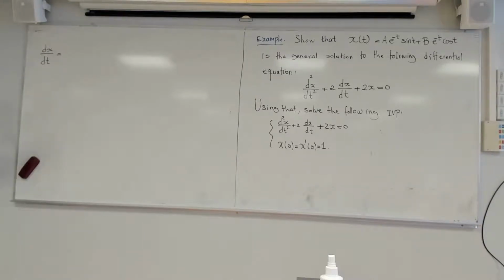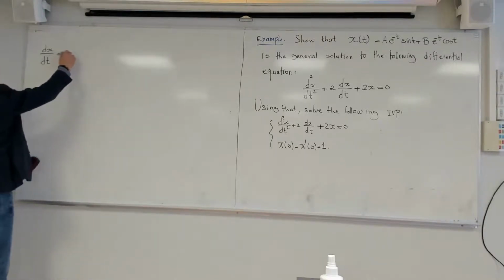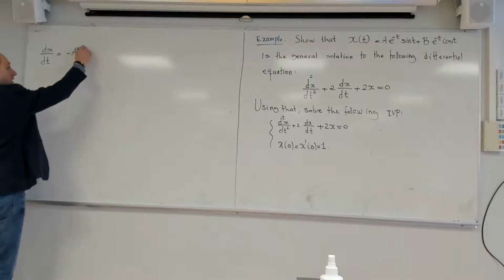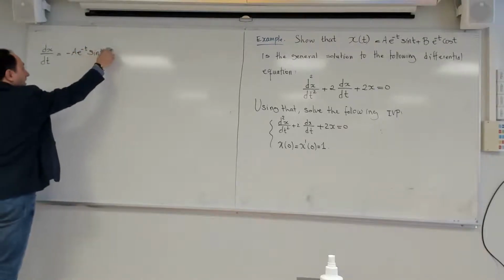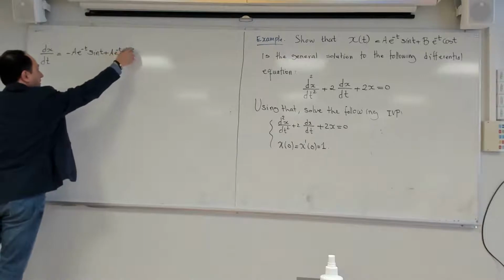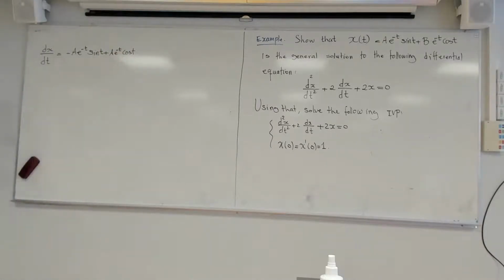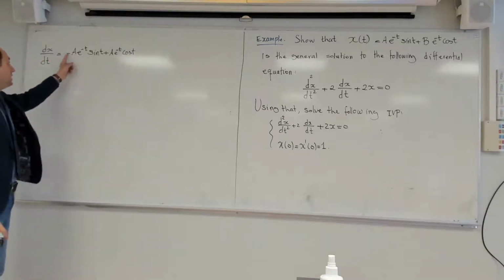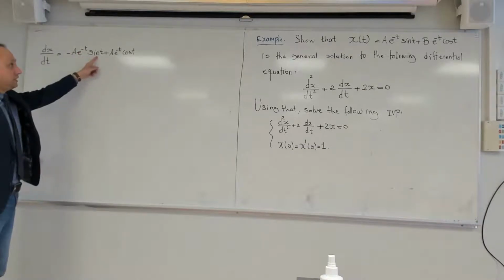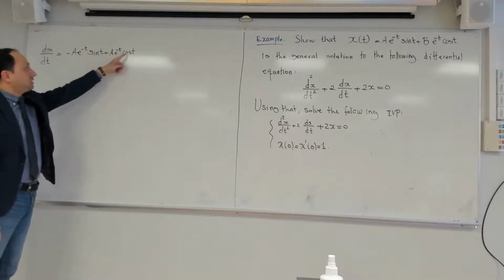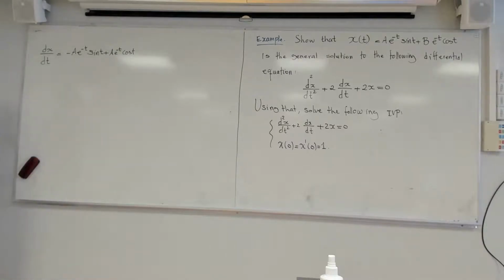So a product rule for the first term, a product rule for the second term, yes? So the product rule for the first term gives me minus a e to the power minus t sine t plus a e to the power minus t cosine t. Can you confirm this? What I have written for the first part is correct? I'm using the product rule for e to the power minus t and sine t. The derivative of e to the power minus t is minus e to the power minus t multiplied by the second function, plus the first function multiplied by the derivative of the second function. Yes? And I continue for the next one.